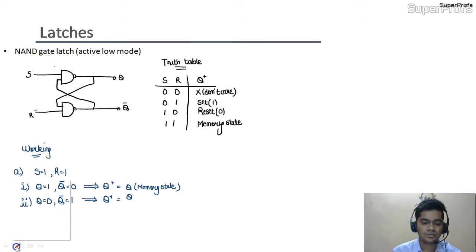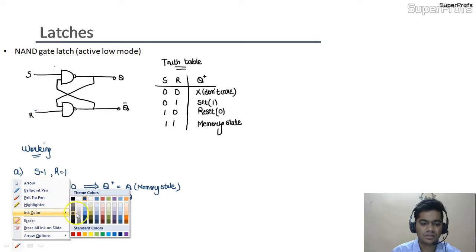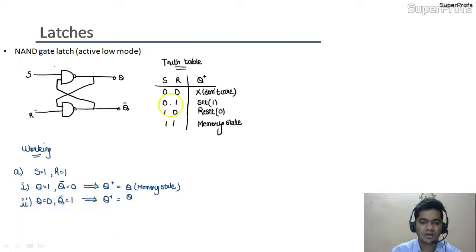Okay, so to avoid confusion, I have removed all the logics. Now suppose we are writing our second case, that is if S equals 0 and R equals 1. So we have to consider again if Q equals 0 and Q bar equals 1. Okay, so we have taken S equals 0 and R equals 1, and we have taken Q equals 0 and Q bar equals 1. Okay, so 0 would come here and 1 would come here.